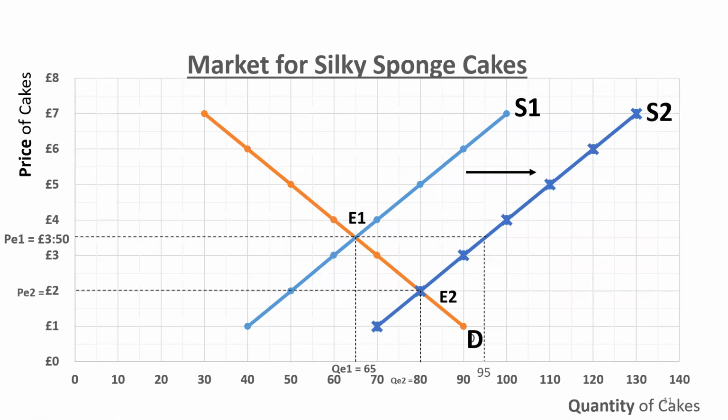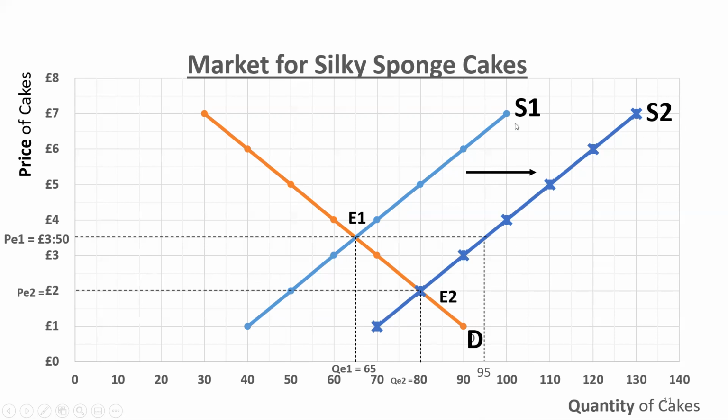So we just plot the new curve. At £1, the quantity is now 70, again 30 to the right of the 40. At £2, it was 50, now it's 80. At £3, it was 60, now it's 90. So we plot the new supply curve, and we'll call it S2.